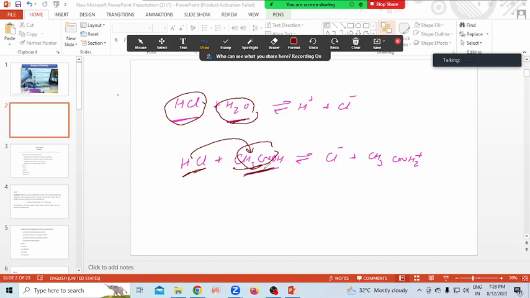So before declaring any acid, base or electrolyte as strong or weak, you need to mention in which solvent you are talking about. Then only you can say.